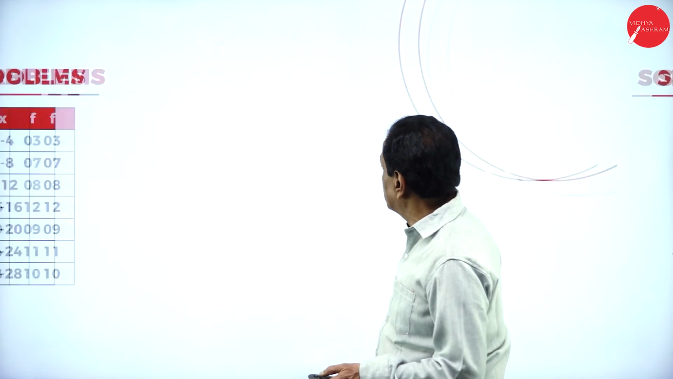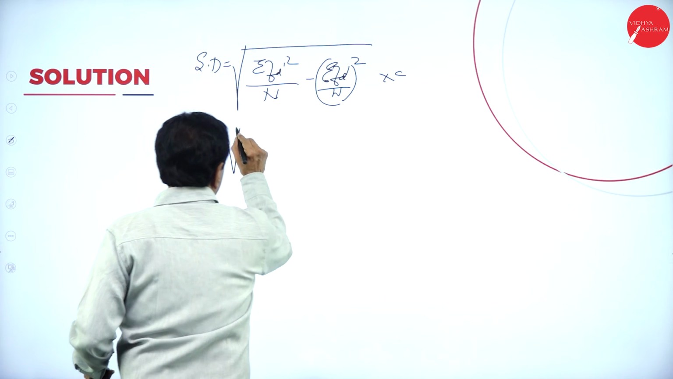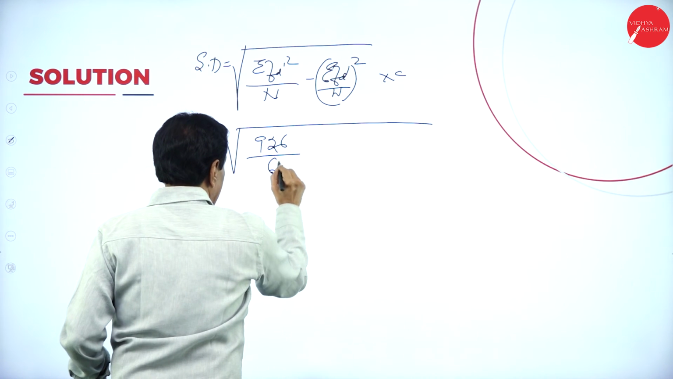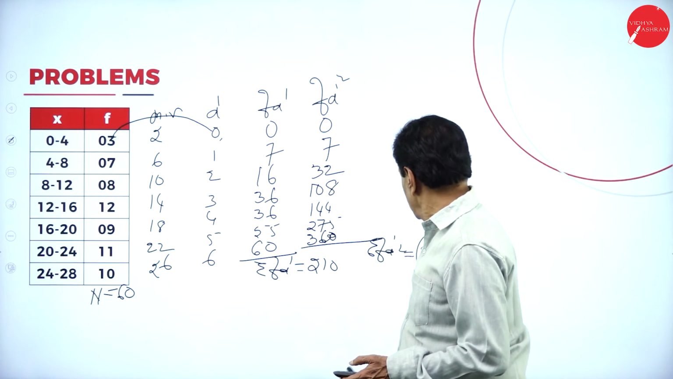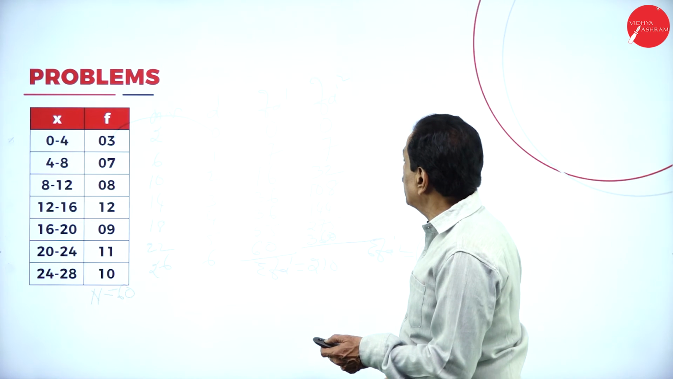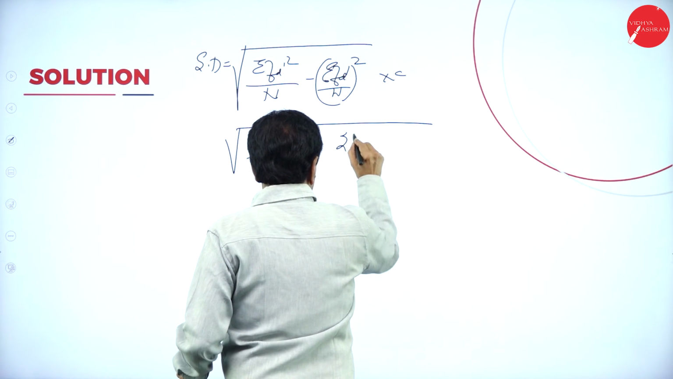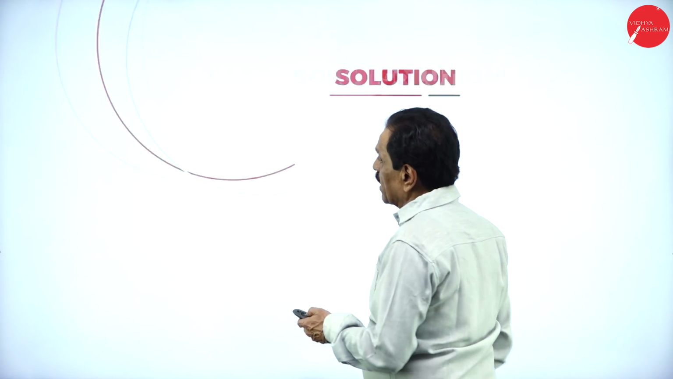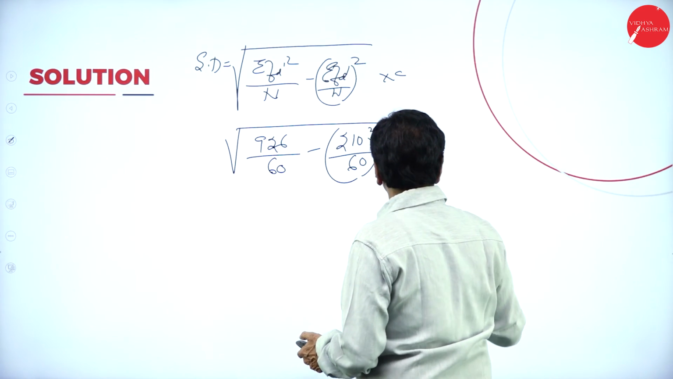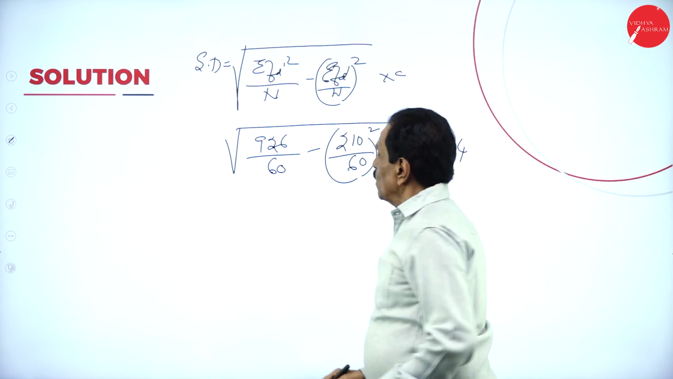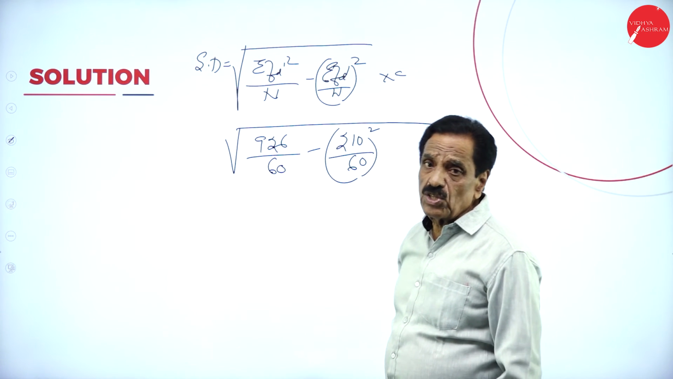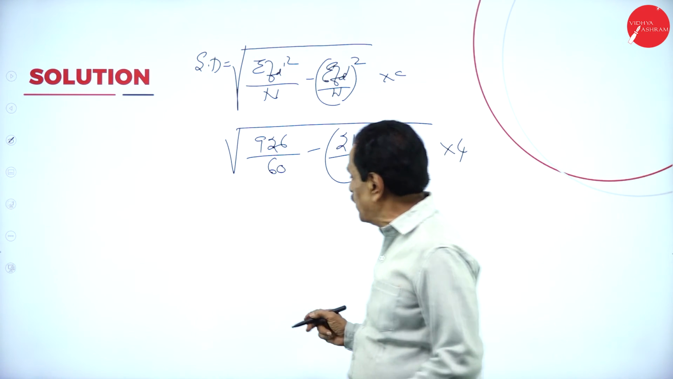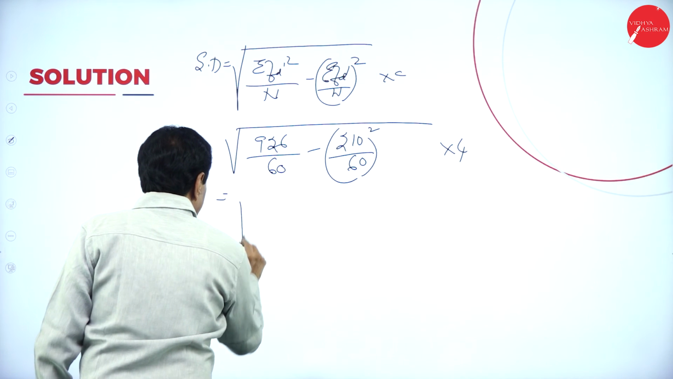What is sigma ft dash square? 926 divided by 60, root of 926 divided by 60 minus 210 divided by 60 whole square into your class interval, 0 to 4, means into 4. Simplify this.